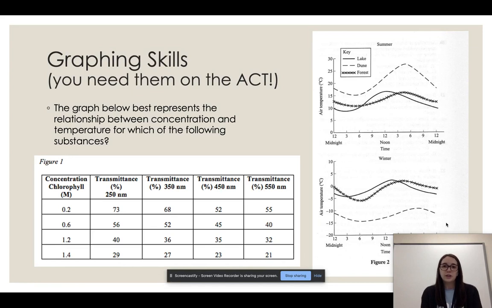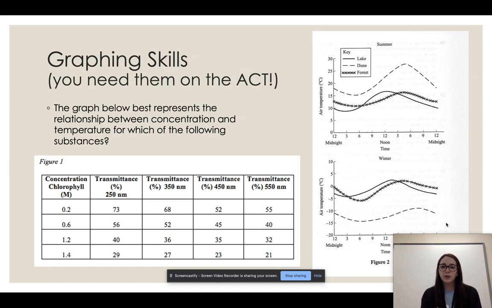These are the graphing skills that you need on the ACT. So right here it says, the graph below best represents the relationship between concentration and temperature for which of the following substances. So I have two graphs over on the right-hand side, and then I have my information in Figure 1. So the graph below, which technically is the side, best represents the relationship between concentration and temperature for which of the following substances. And so you're going to compare the graph information with the table information to find what's the best figure for you and what the graph is.